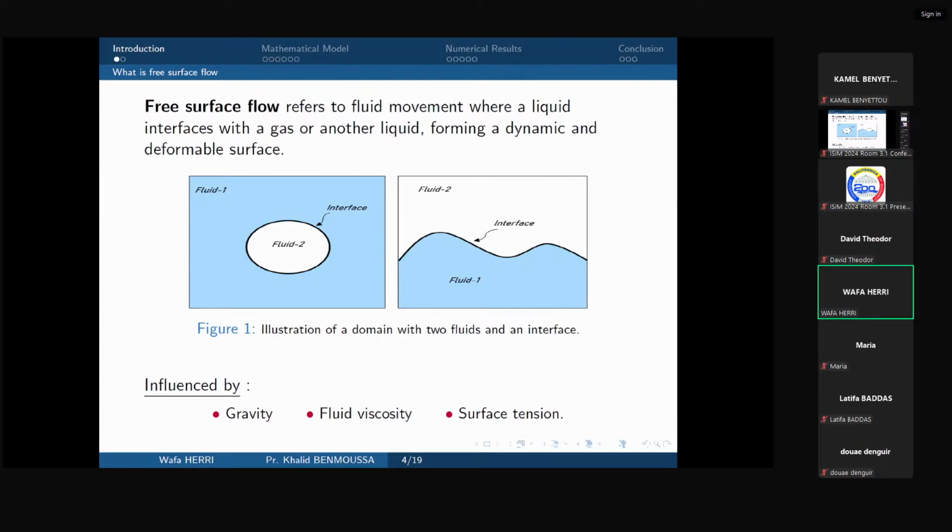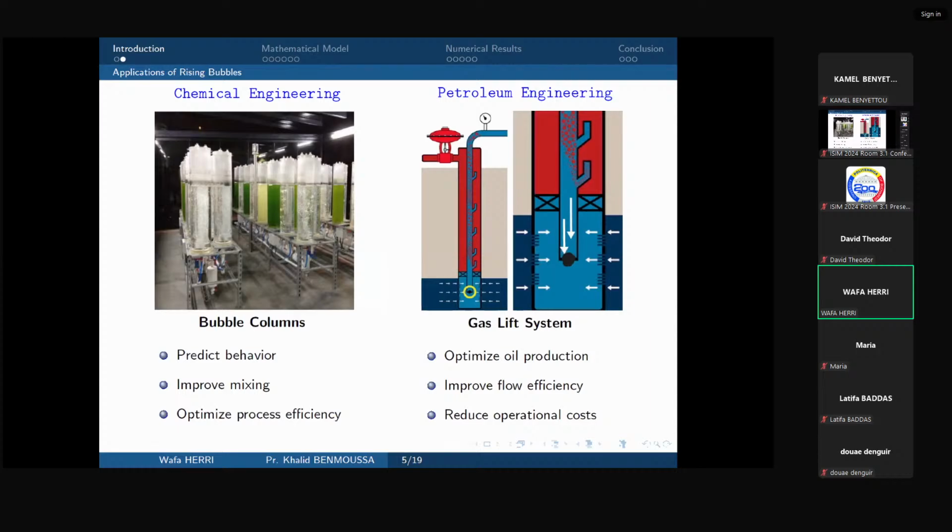Now that we understand the concept of free surface flow, let's explore one of its applications, the phenomenon of rising bubbles, where in chemical engineering, capturing and understanding how bubbles rise in reactors like bubble columns is vital. It helps predict their behavior, improve mixing, and optimize chemical processes. Likewise, in petroleum engineering, capturing the interface of rising bubbles in gas lift operations optimizes oil production and reduces costs.